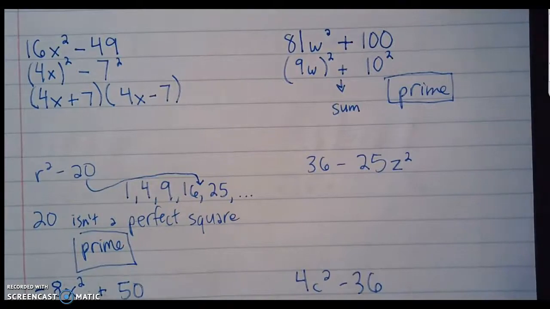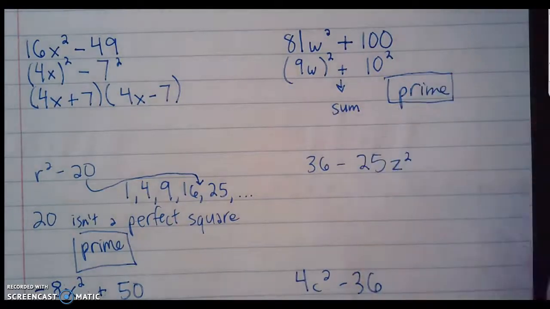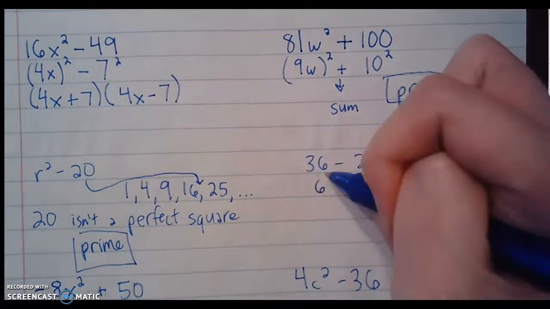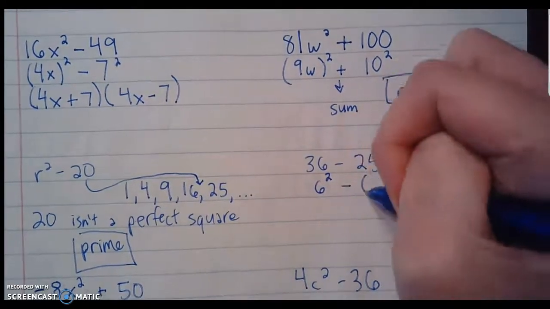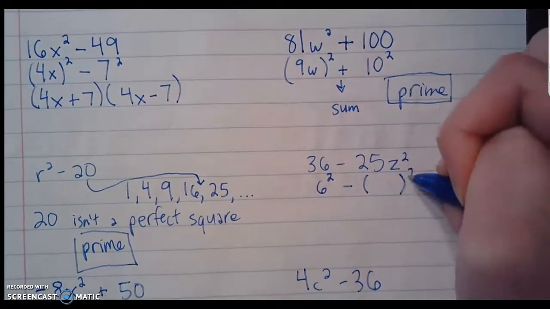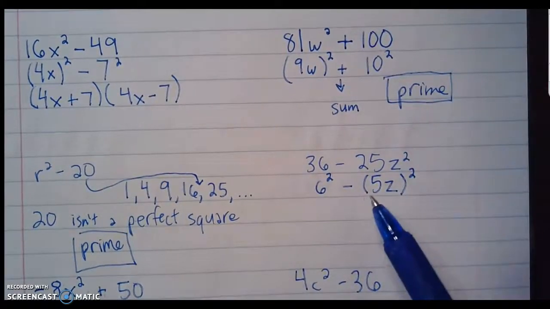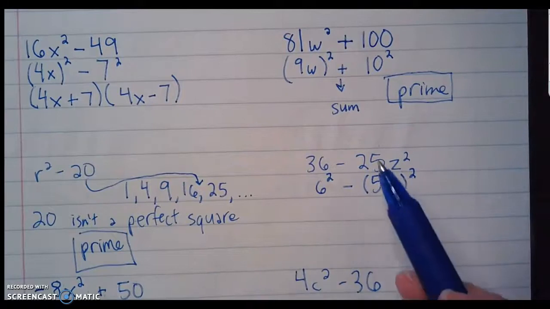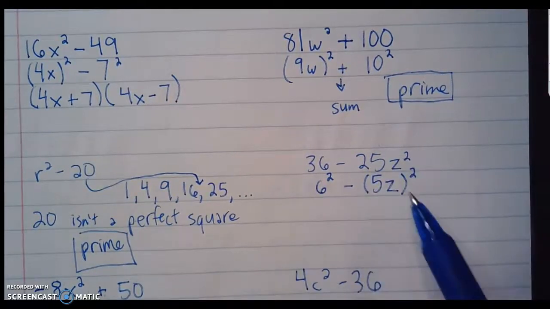So how about 36 minus 25z squared? Well, now I have a difference, right? So are these perfect squares? Well, 36 is a perfect square. 36 is 6 squared. And this second term is also a perfect square. This second term is the quantity 5z squared. 5 times 5 is 25. Z times z is z squared. So 6 squared minus 5z squared.